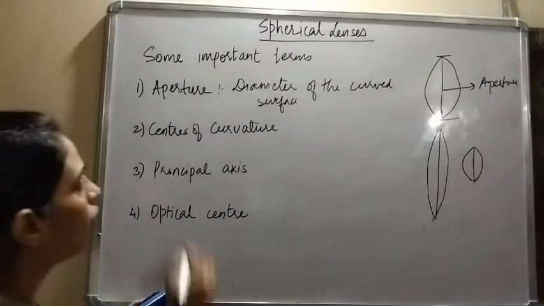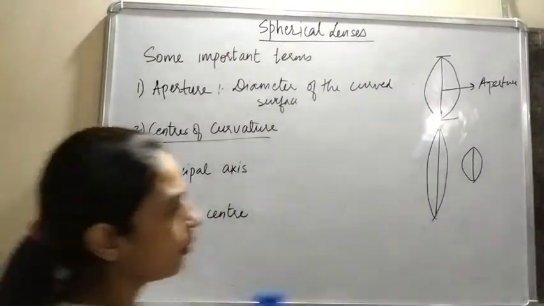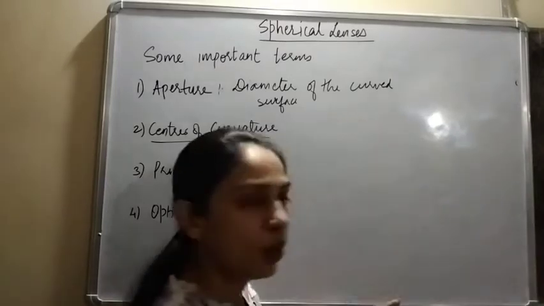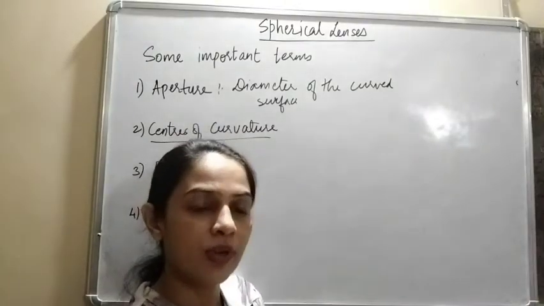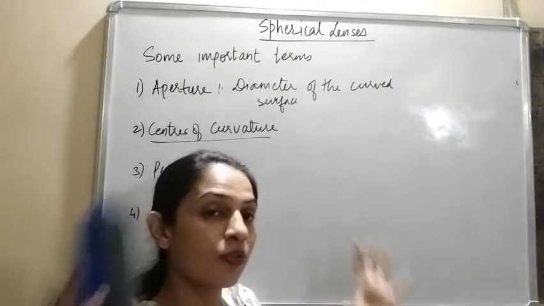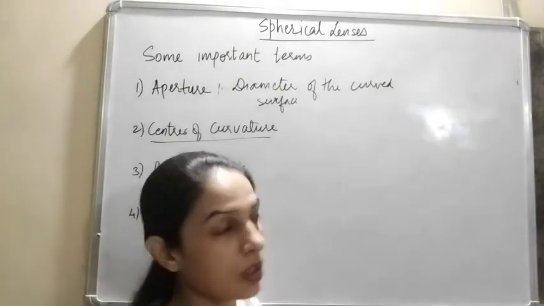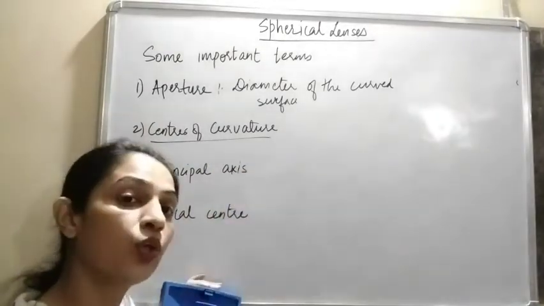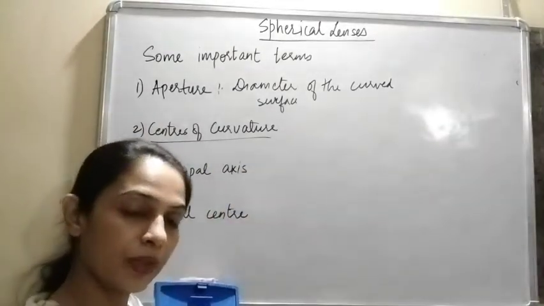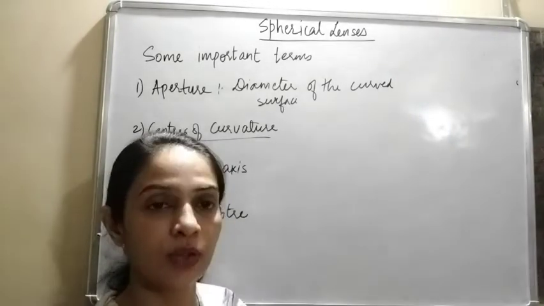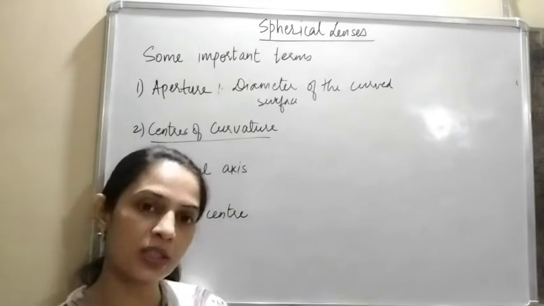Okay, now what are centers of curvature? Both parts of the spherical lenses are parts of two big spheres. So a lens will have two centers of curvature. Like we studied, the mirror was made out of one sphere only. The mirror was a part of one sphere.